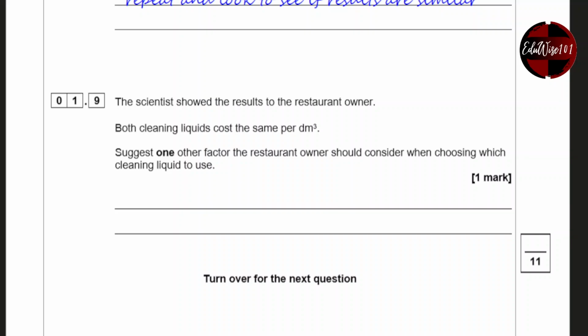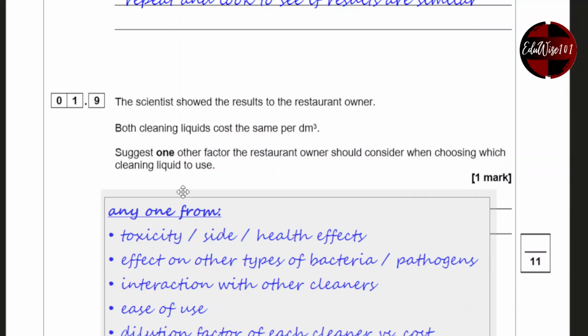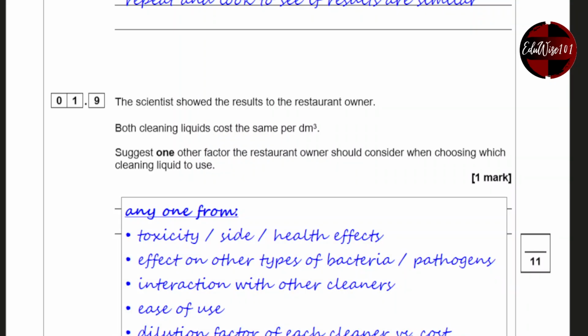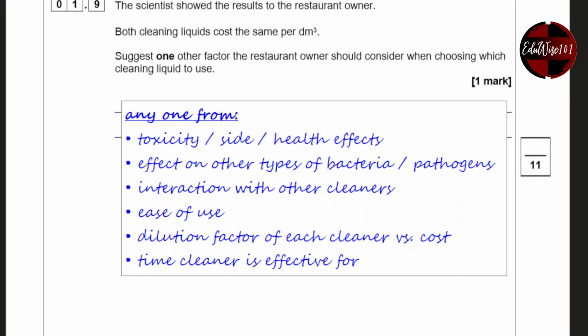Now, you can't use all types of cleaning liquids on surfaces. Like, for example, bleach, you can't use it on kitchen surfaces because it'll smell of bleach, and that means your food is going to smell of bleach. So you need to check for certain things. Here's a list of things that you could actually say. Toxicity level, or if there's any side effects or health effects. Effect on other types of bacteria or pathogens, if it also kills other types of bacteria or pathogens.